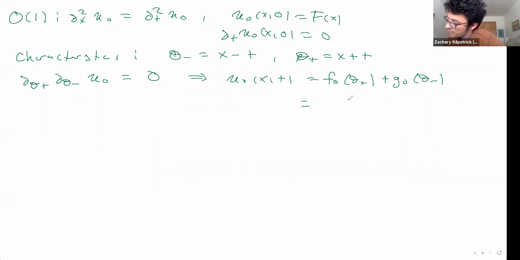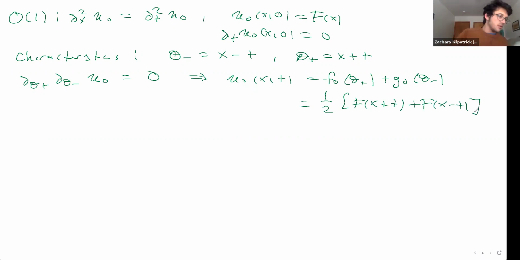And in particular, if we satisfy initial conditions, what we find is that we get a half f of x plus t plus f of x minus t. Okay. And just look back in your PDE textbook if you need a reminder of D'Alembert's formula. So that's all old hat as far as just linear PDEs go.